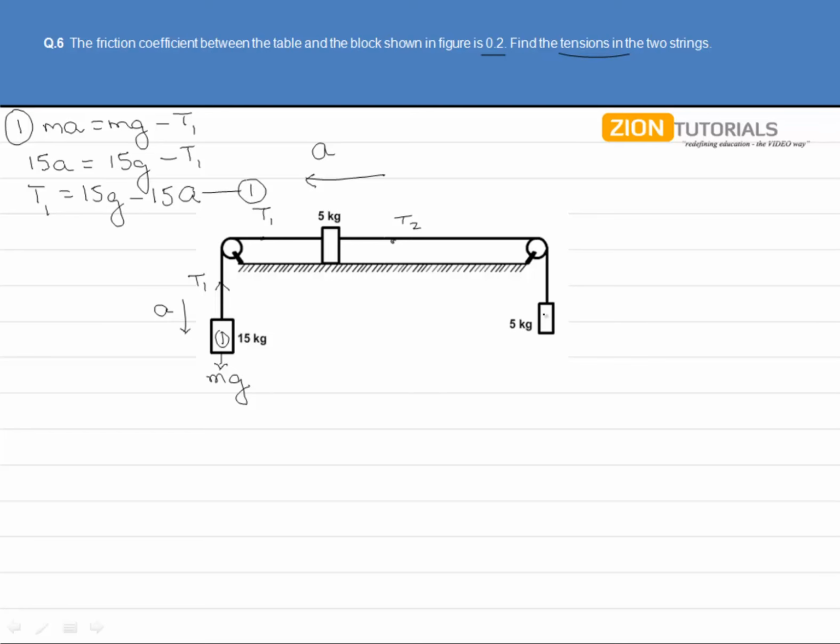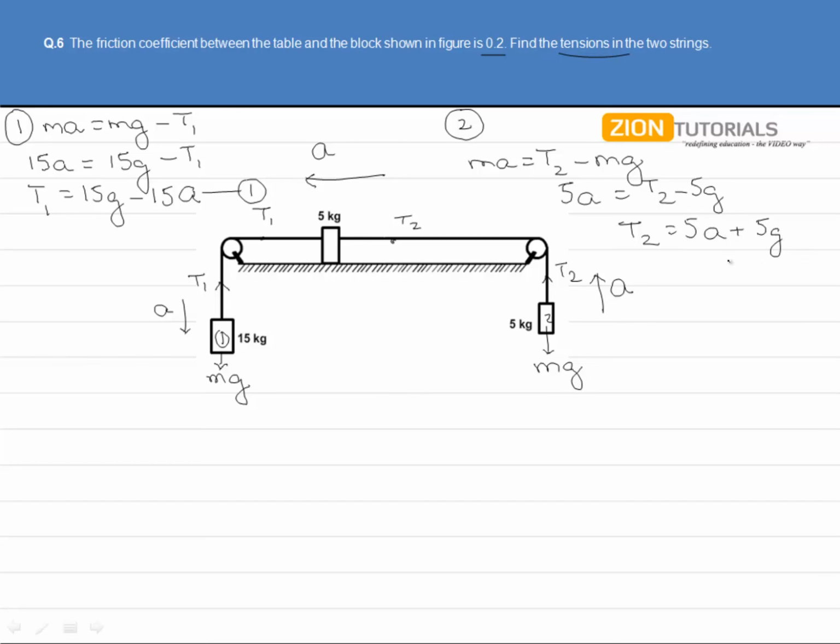Similarly, looking at block 2, we have an mg force in the downward direction, a T2 force in the upward direction, and an upward acceleration of a. We can frame the equation for the second block as mass into acceleration equals T2 minus mg. Putting the values of mass here, we get 5a equals T2 minus 5g, or T2 equals 5a plus 5g. Let us mark it as equation number 2.